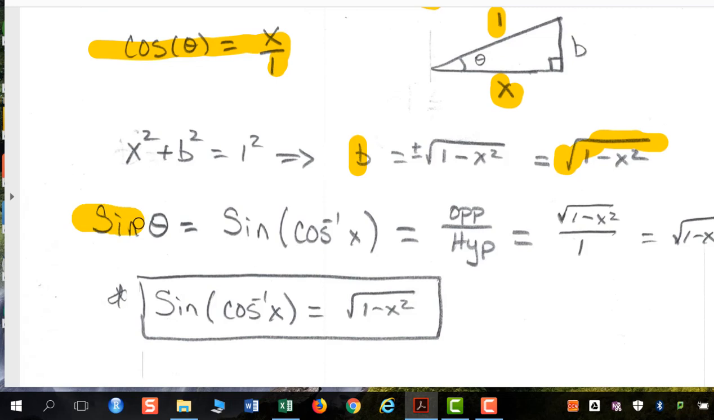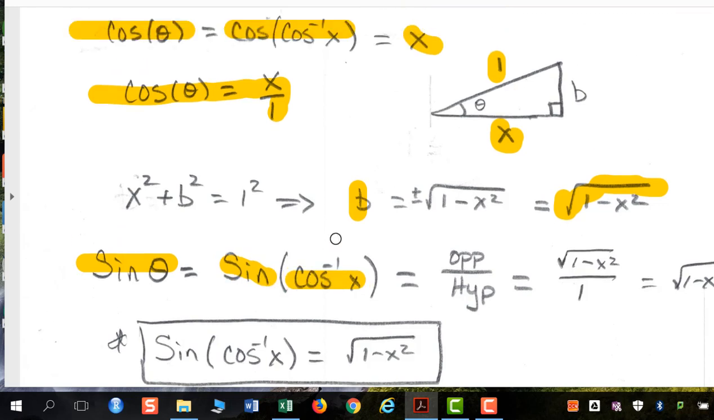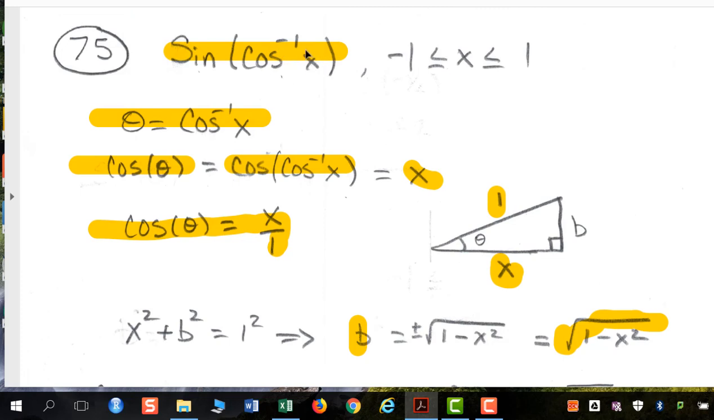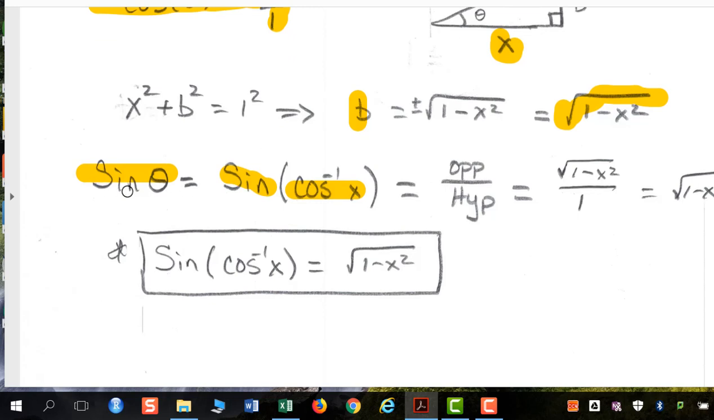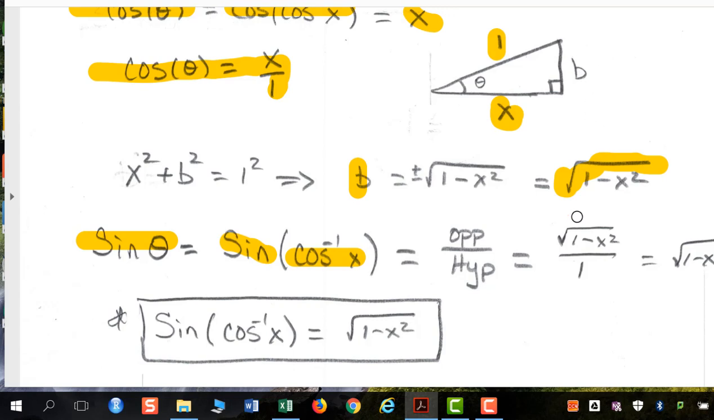So then sine of theta, because remember, I made theta equal to arc cosine of x. So sine of theta is the opposite over the hypotenuse. Well, the opposite is b, which is root 1 minus x squared, over the hypotenuse, which is 1. And so that simplifies to the root of 1 minus x squared.